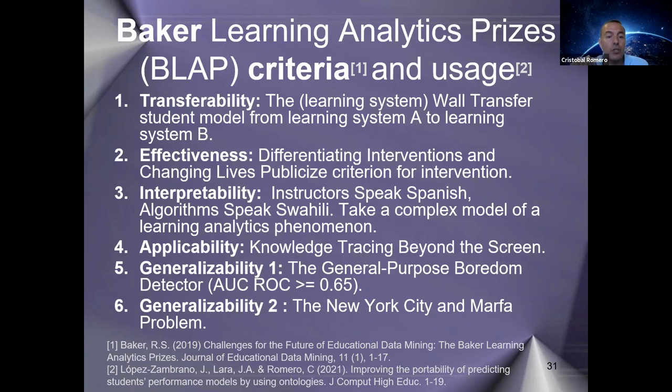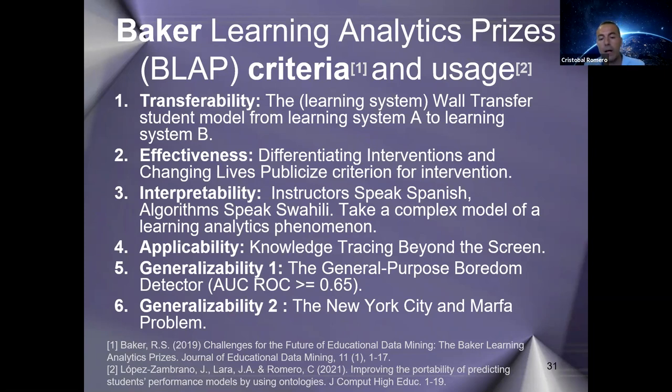And the last two are very, very important: generalizability of the model. Your model may not have very good accuracy, but if it is generalizable to other data sets, to other contexts, that is very good. And Ryan proposed two points. In the first, there is a general detector in which he proposed a threshold. The threshold is when the model obtains an area under the ROC curve higher than 0.665, the model is generalizable. It's the threshold when your model has good generalizability.